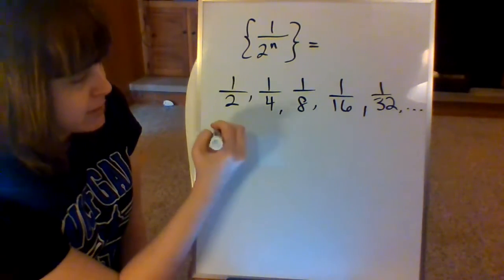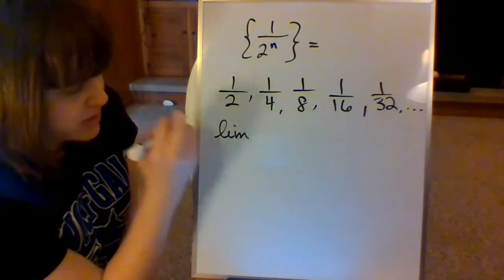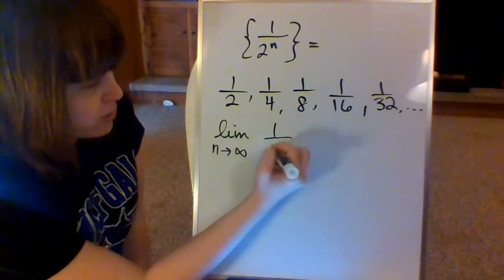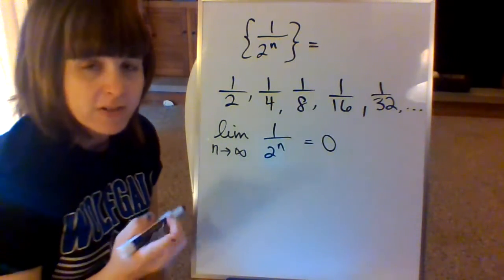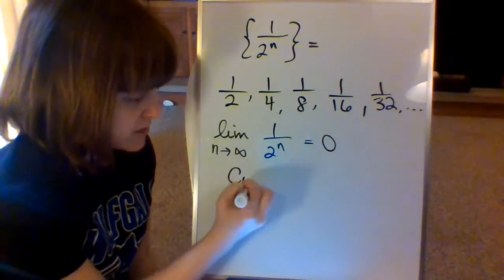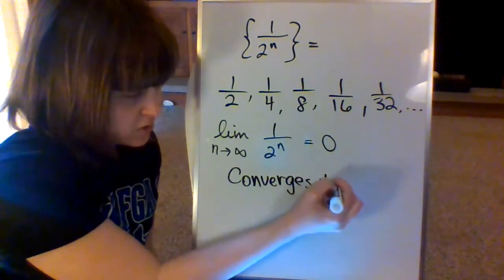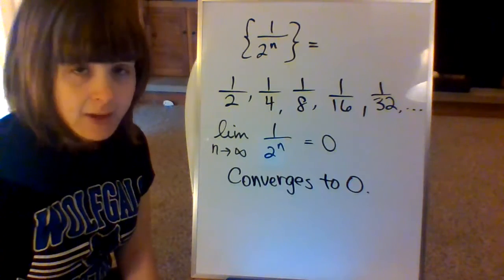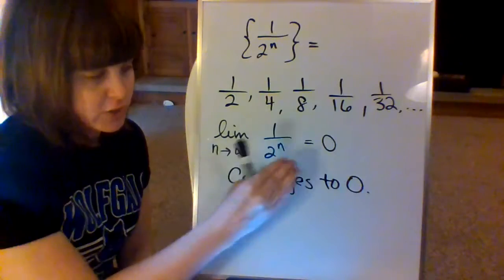So we're going to say that the limit of this is 0. I'm just going to write that here. The limit as n approaches infinity of 1/2 to the n is 0. Now, since I found the limit and it's a concrete number, 0, that means that this sequence is convergent. So it converges to 0. If you find the limit and it's a number, you write it converges to that number.